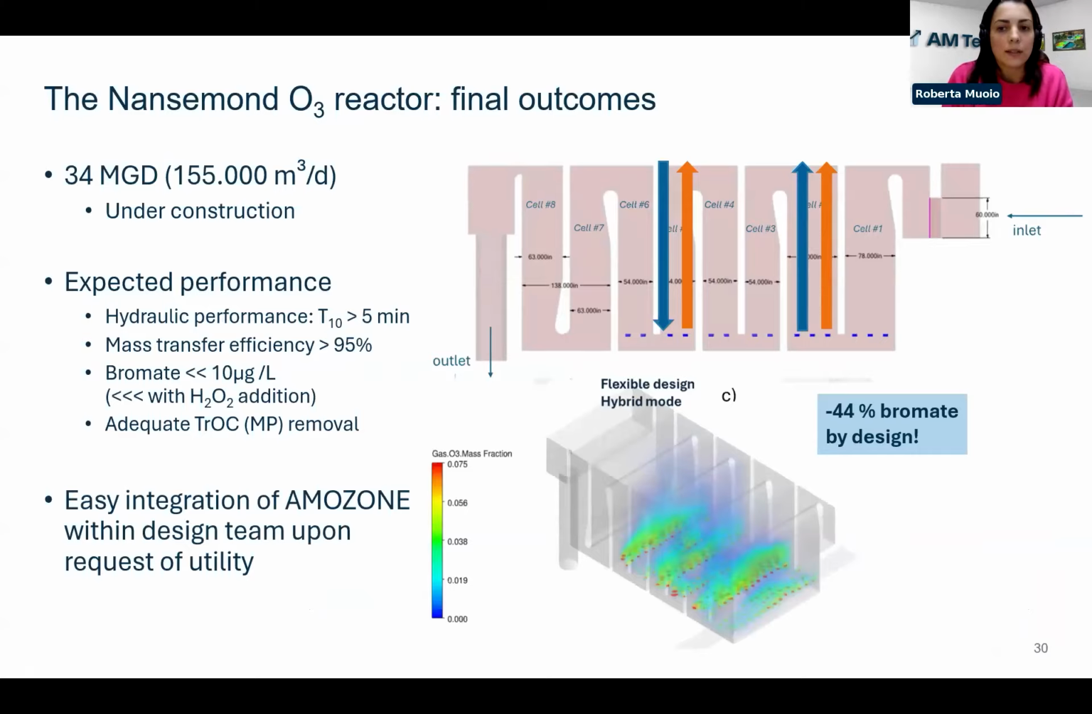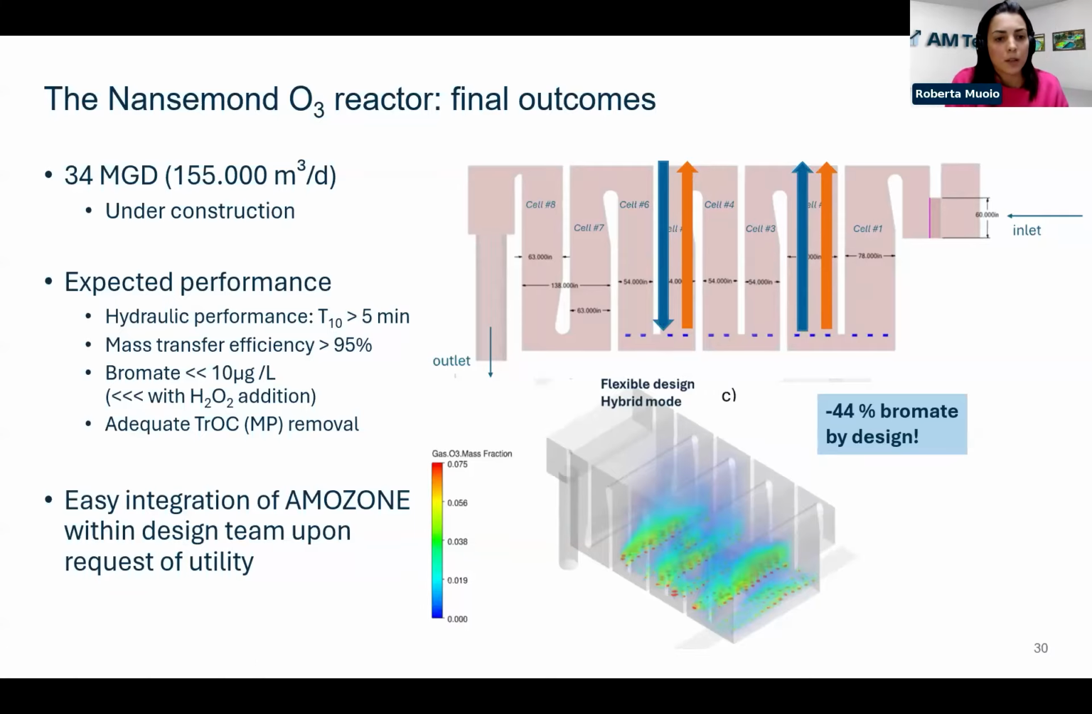This reactor includes 6 cells with diffusers. And this allows 3 different operational modes: the countercurrent mode, in which the odd cells are active, the co-current mode, where the even cells are active, and also a hybrid mode, where all the cells, the diffusers, can be activated. And it's actually this hybrid configuration that was particularly interesting, and according to the model, it could reduce bromate formation by 44% compared to the standard countercurrent operation.